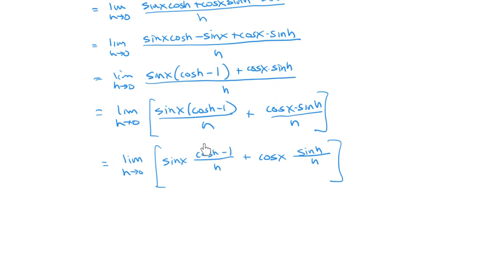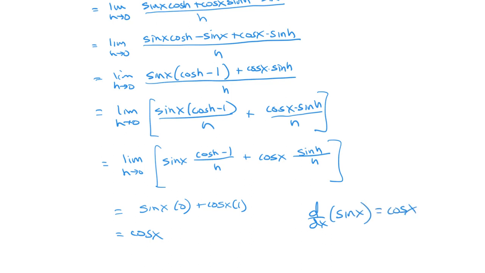We've just shown that the limit of this as h approaches 0 is 0. And the limit as h approaches 0 of this one is 1. So we can take the limit. We get sine of x times 0 plus cosine of x times 1. So we get cosine of x. So we have just shown that the derivative of sine of x is cosine of x.